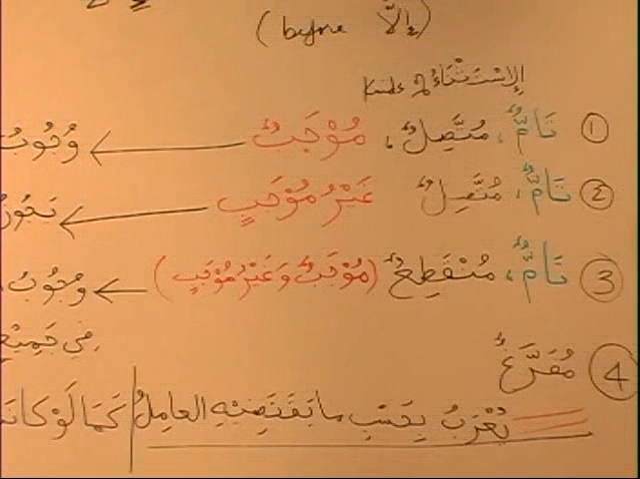Either we can make it mansub, perfect, or the mustathna should follow the i'rab of mustathna minhu. If the mustathna minhu is marfu, then the mustathna is marfu. If it is mansub, it is mansub. If it is majrur, it is majrur. So how many choices do you have? Two choices. Either you make it mansub, or mustathna follows the i'rab of mustathna minhu.